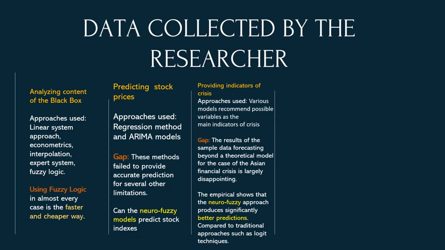In providing indicators of crisis, there are various models that recommend possible variables as the main indicators of crisis. However, the result of the sample data forecasting beyond a theoretical model for the case of the Asian financial crisis is largely disappointing. In contrast, the empirical results show that the neurofuzzy approaches produce significantly better predictions compared to traditional approaches such as logit techniques.